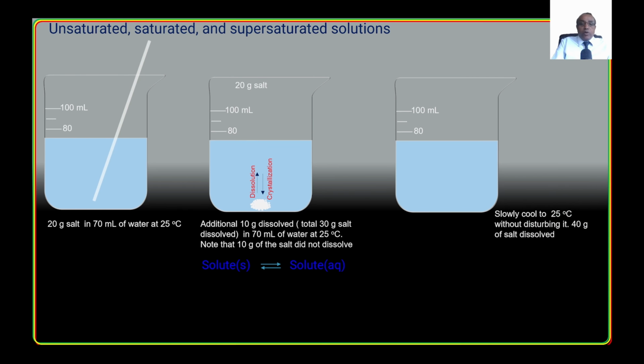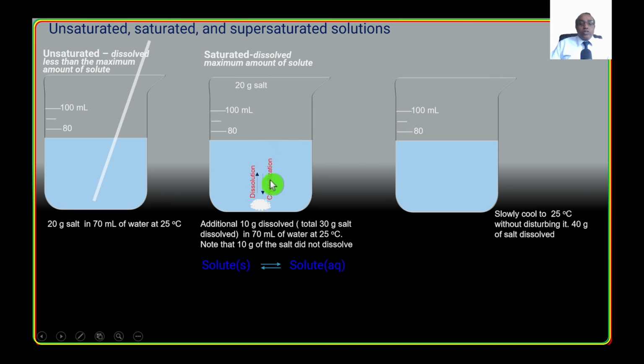Now let's explain what these three solutions are. The first solution is called an unsaturated solution. Why is it unsaturated? Because it didn't dissolve the maximum amount of solute. It only dissolved 20 gram of salt, but this solvent can dissolve up to 30 gram of salt at 25 degrees Celsius. A solution that dissolves less than the maximum amount of solute that it can dissolve is known as an unsaturated solution. The second type of solution is a saturated solution.